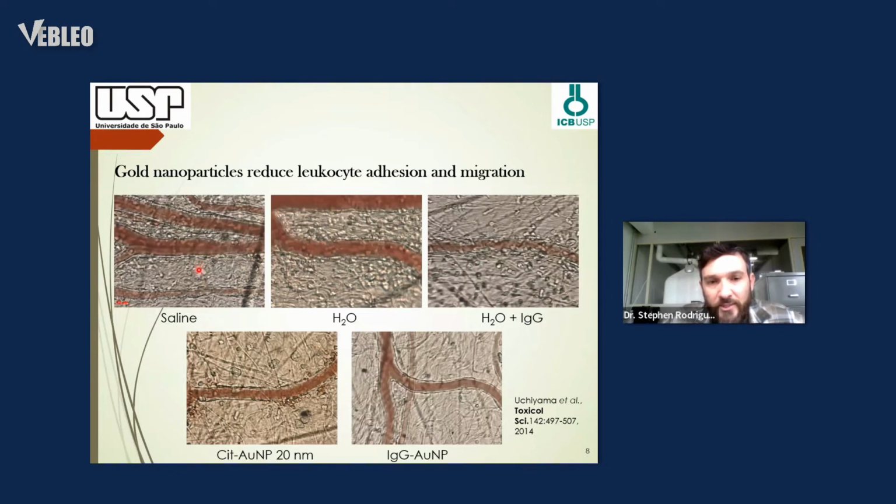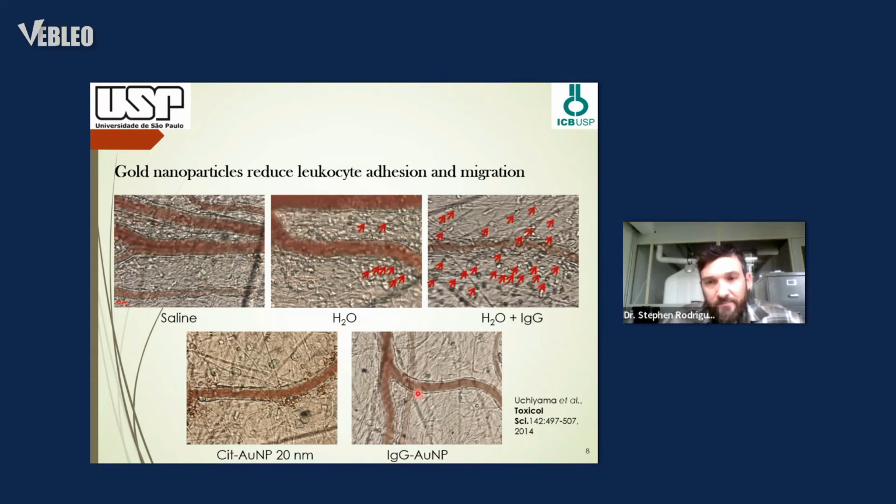In mice that we treated with water, water is the vehicle of the gold nanoparticles. Gold nanoparticles are dissolved in water. This is why we used water in this group. And we used other controls, and we also used one group in which we treated them with gold nanoparticles, citrate-covered gold nanoparticles of 20 nanometer size, or IgG-covered gold nanoparticles.